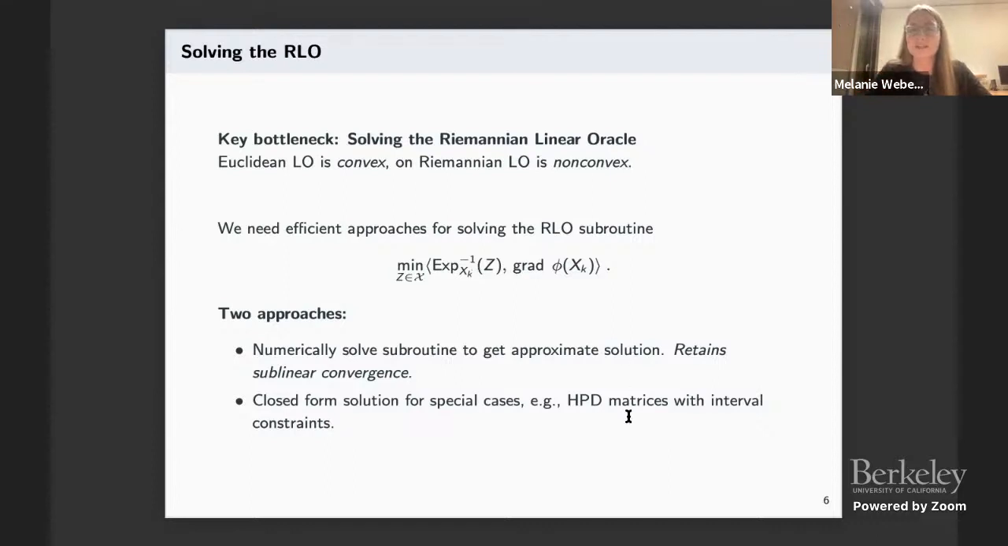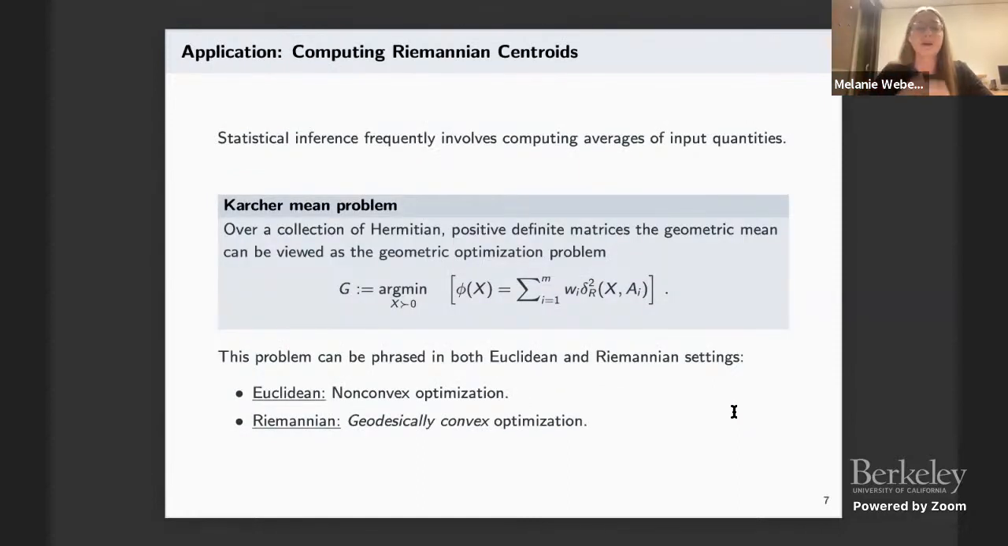And I want to show one example where this is possible. So if we take the manifold of symmetric positive definite matrices, and we impose interval constraints, then we can solve this in closed form. One practical example where we encounter this is the Karcher mean problem, which asks us to compute an average over a set of symmetric positive definite matrices. That is a problem that is non-convex through the Euclidean lens, but geodesically convex through the Riemannian lens. So it's one example where this translation to the Riemannian setting really gives us some benefits.